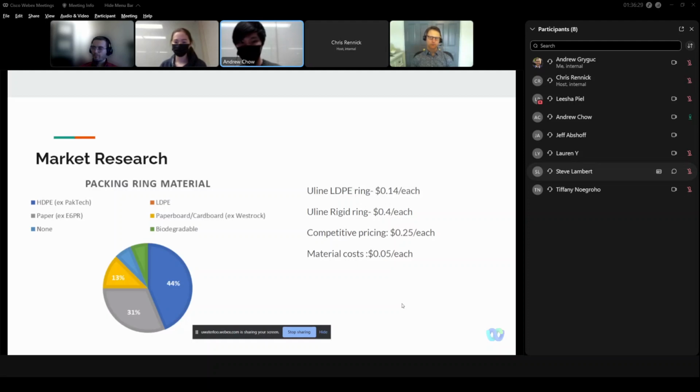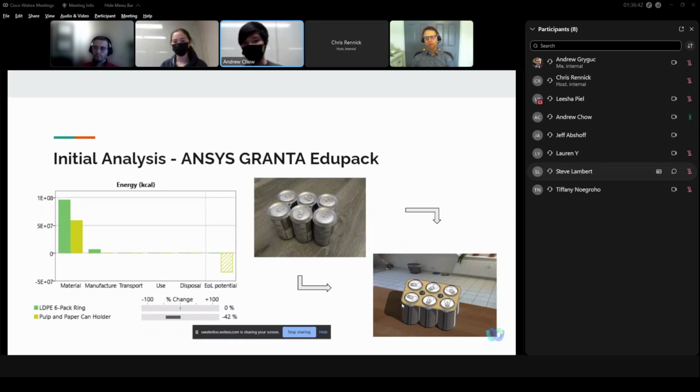We're in the process of quantifying our production cost. So currently we have a material cost of about 5 cents a ring. And so given the statistic that about 2/3 of small establishments rely on a renewable form of 6-pack ring, we have the market that our product will be viable and competitive.